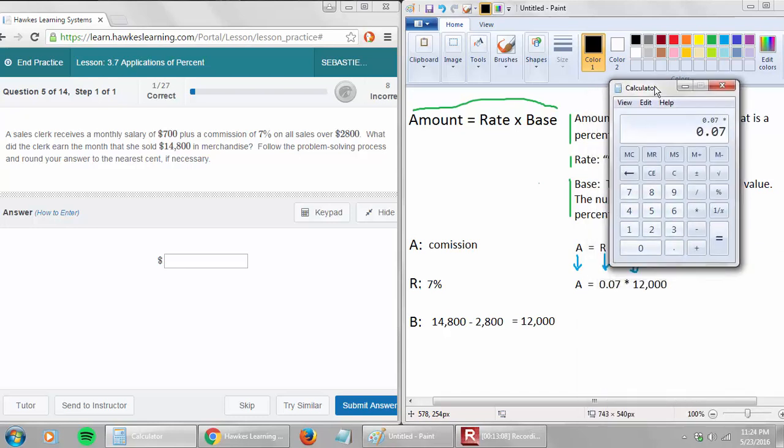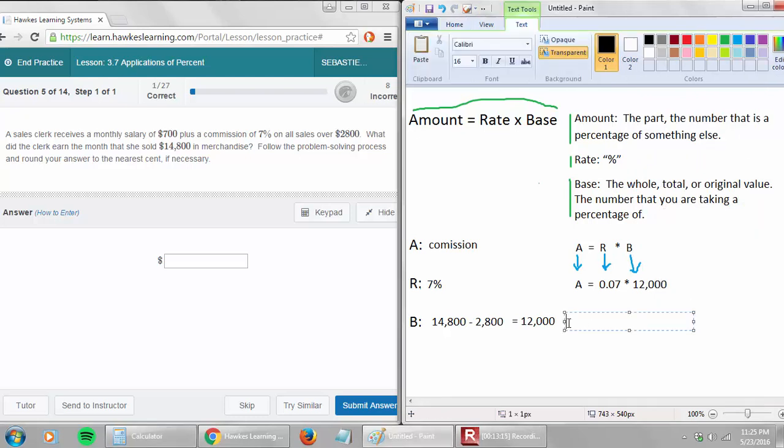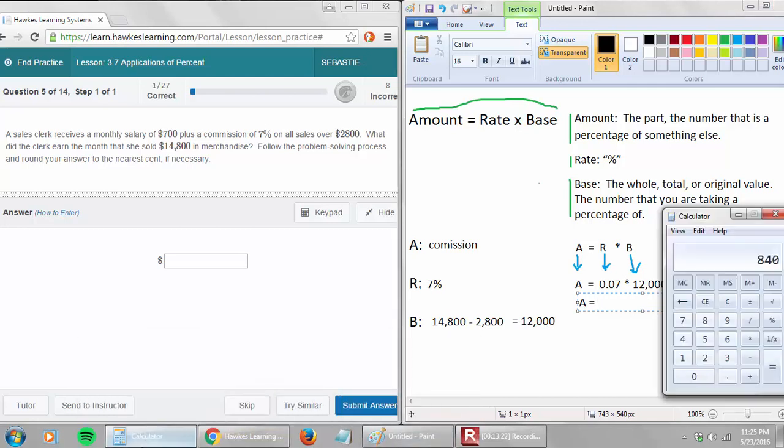12,000, that's what I was looking for. Alright, and I'm getting $840 as my answer there. So I'm getting here, A is equal to, and we just saw it, and I forgot it already, $840.